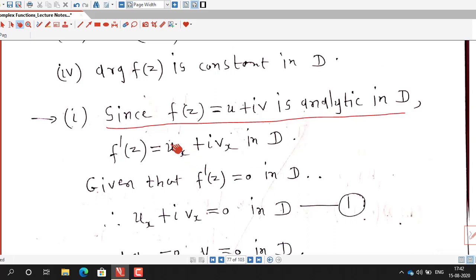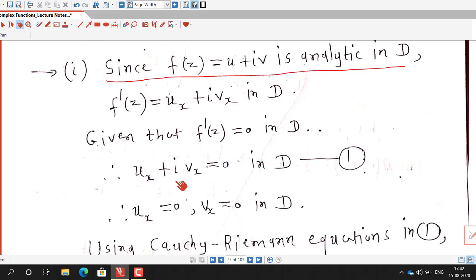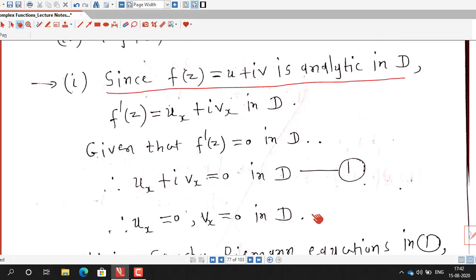But f dash z is del u by del x plus i into del v by del x. So therefore if we put f dash z equal to ux plus i vx, we obtain that del u by del x plus i into del v by del x is also 0 for all points in a domain D. And this implies that these two derivatives ux and vx must be 0 at every point in a domain D.